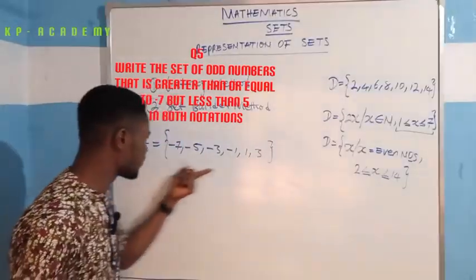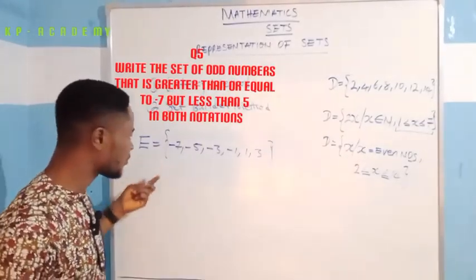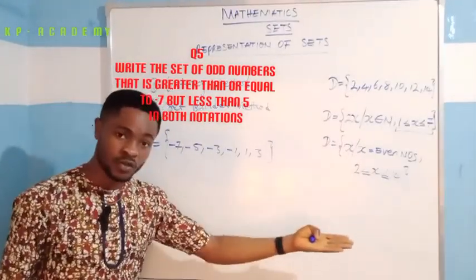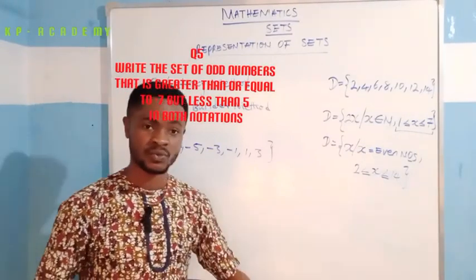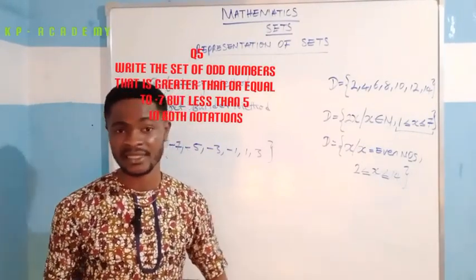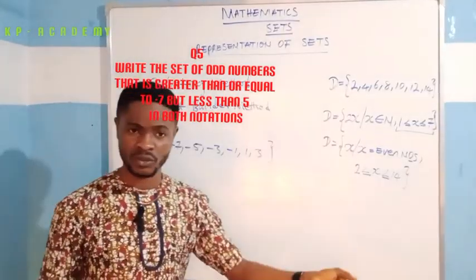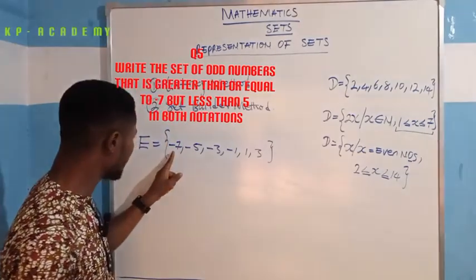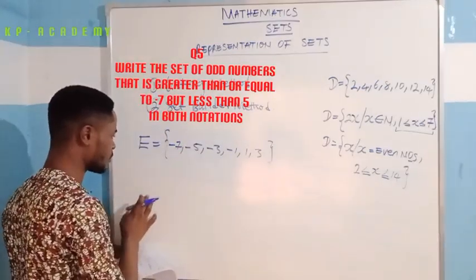Remember, this is more like the number line I've already told you. If you check on the number line, we have odd numbers, we also have even numbers. But talking about the odd numbers, we can have positive odd numbers and negative odd numbers. This set is the set of odd numbers that ranges from -7 to 3. Now, this is nothing but the listing method of this set of odd numbers.